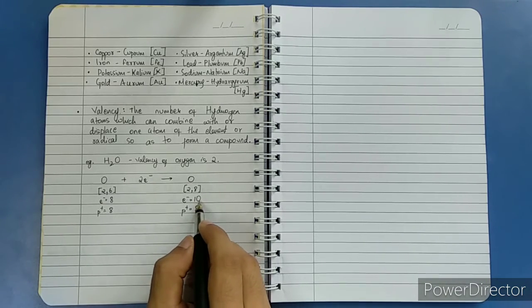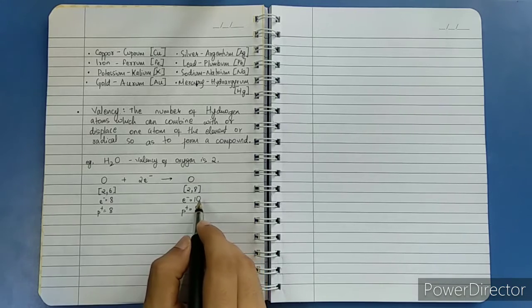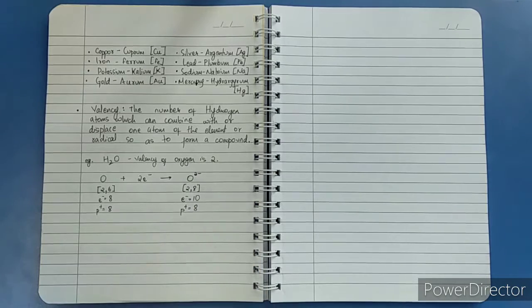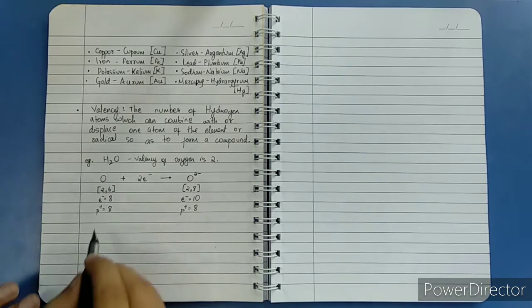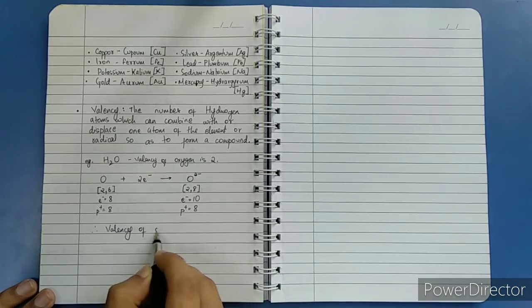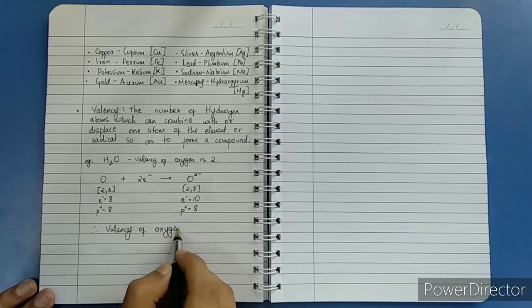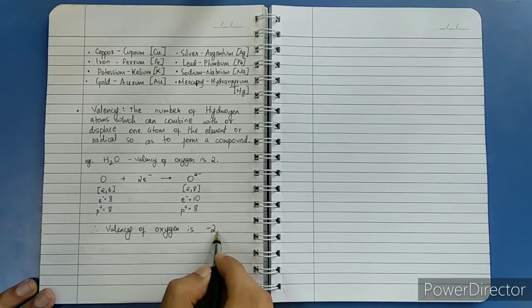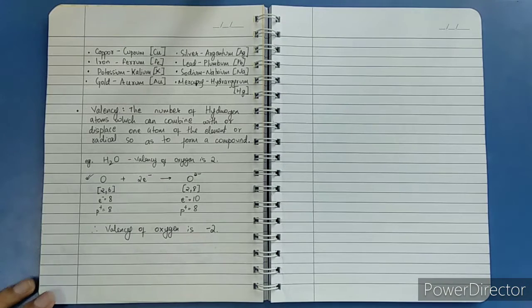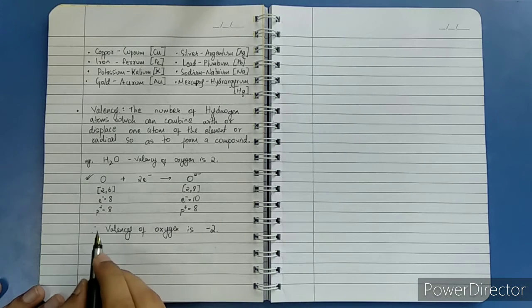So what is more? The number of electrons is more. By what number? By 2. So 2, and the charge of an electron is negative, hence negative. So therefore the valency of oxygen is minus 2 or 2 minus. So this is a more authentic and a much easier way, as compared to this, to learn the valency of different elements. Okay.